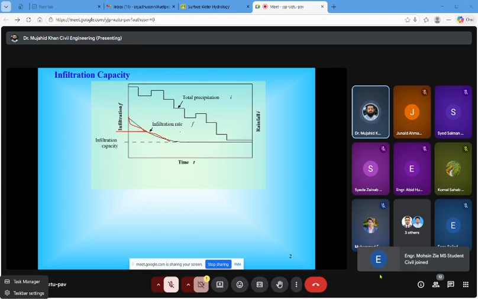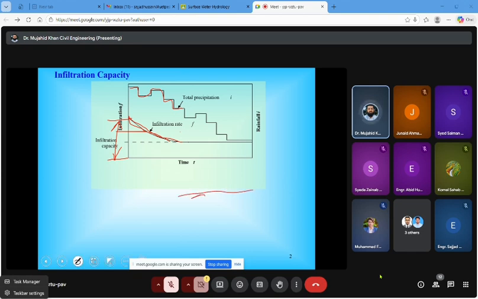This is the rainfall hydrograph, and this is the rate of infiltration. Initially, you see, we have the maximum rate of infiltration. This is called the initial rate of infiltration, f0. With the passage of time, the rate at which the water infiltrates into the surface goes on decreasing, and ultimately it reaches a point where, for example, this is the ground surface.